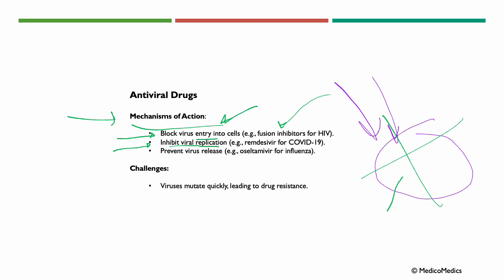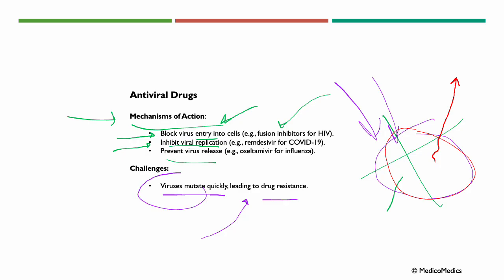Furthermore, after replication and all of that, what does the virus do? It begins to move towards releasing its product to go cause more mayhem. So we have drugs to block that, preventing virus release. Now, the challenge is that viruses mutate quickly, which leads to drug resistance. So research continues to find and try to stay a step ahead, but it's difficult because these are quite clever.